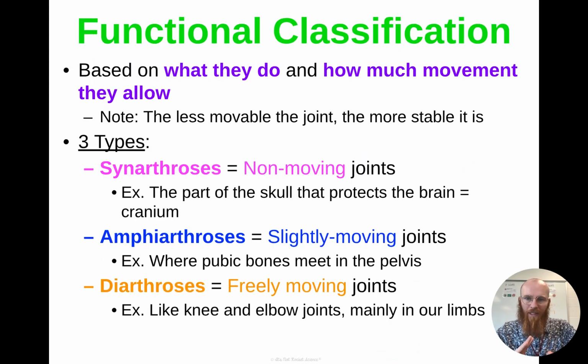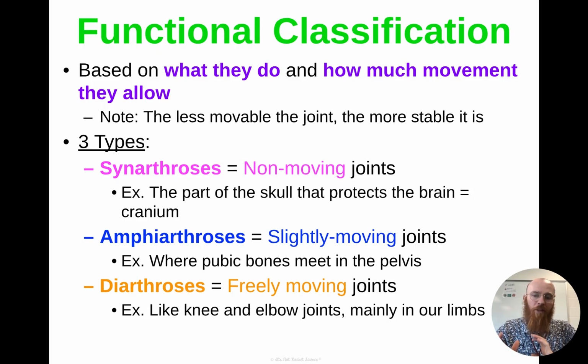So functional classification is based on what they do. So how much movement do they actually allow for? Okay. Now, the less movable or the less mobile a joint, typically the more stable it is. Okay, so there's this two-sided coin where we have some sort of a balance or a play between how stable a joint is, which is how much it can resist movements in certain directions, and how mobile a joint is, which is how much it can facilitate movement in certain directions. So typically, as a joint becomes more mobile, it becomes less stable, and vice versa.